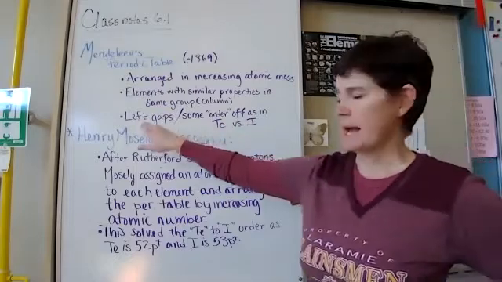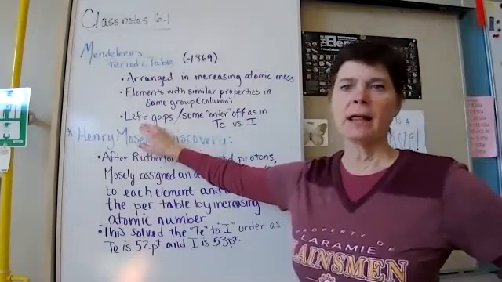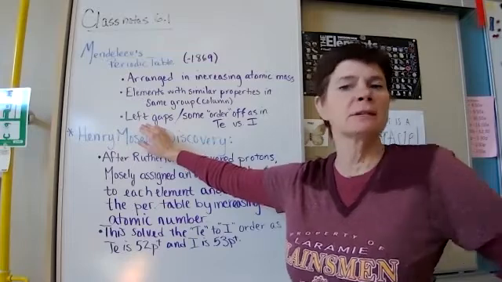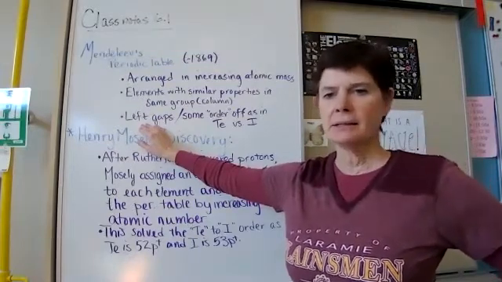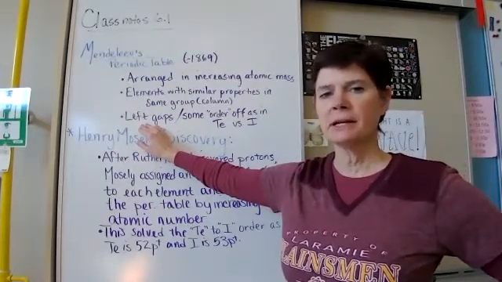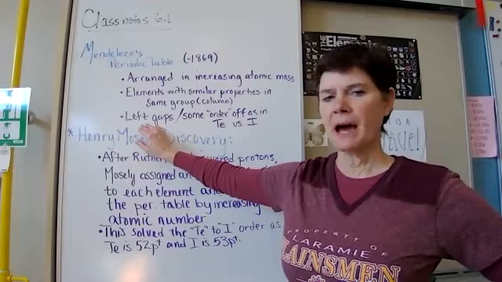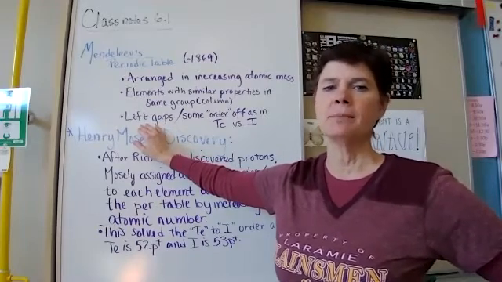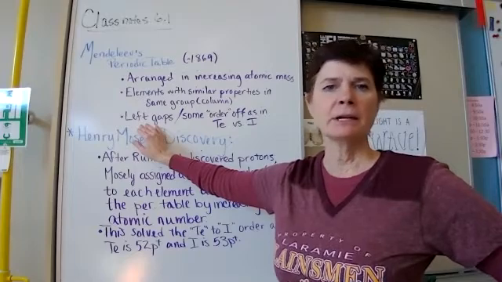Mendeleev left some gaps because there were some undiscovered elements that were later discovered. He actually predicted properties of these elements and did so pretty successfully. And so there was some affirmation when the elements were discovered and their properties were described to see that Mendeleev had actually predicted these correctly.